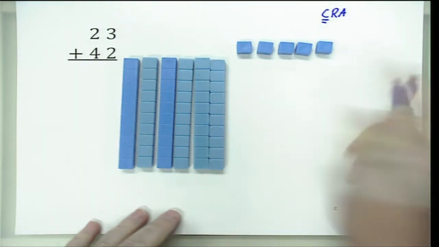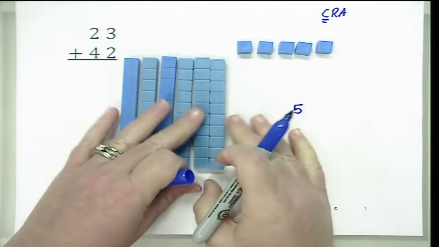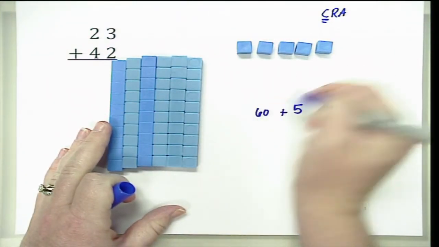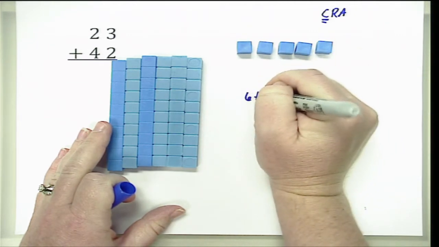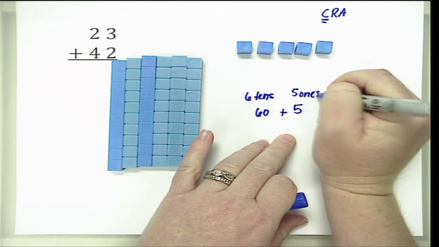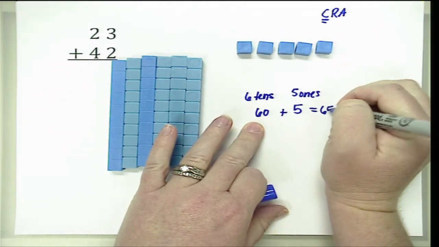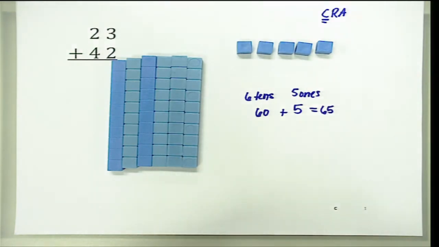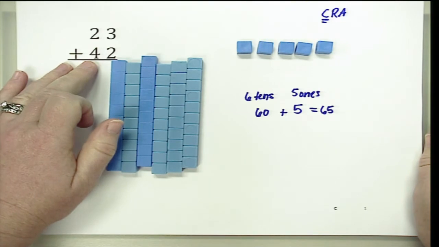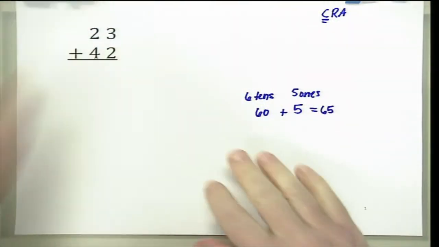So it looks like I have 5 ones, and it looks like I have 6 10s, which is equal to 60. And I know that 60 plus 5 is equal to 65. So that is how you're going to represent a 2-digit by 2-digit addition problem. So let's go ahead and look at another problem.